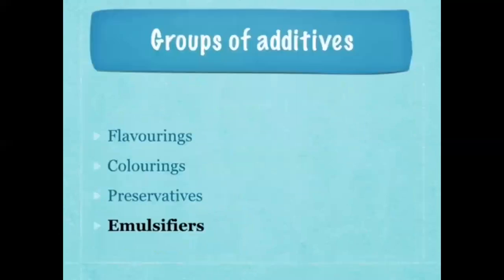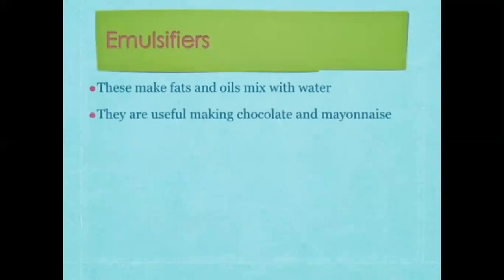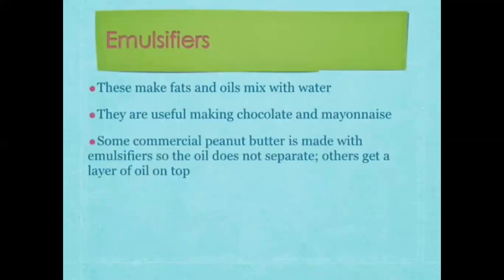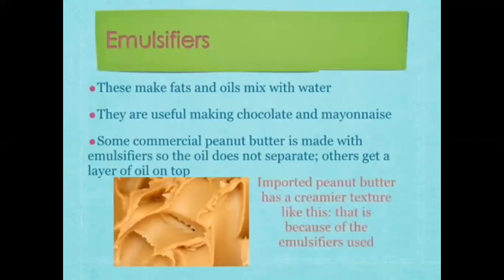And the last group are emulsifiers. These mix fats and oils with water. They are useful in making chocolate and mayonnaise. And some commercial peanut butter is made with emulsifiers so the oil does not separate. Others get a layer of oil on top of them. Imported peanut butter has a creamier texture like this. That's because of the emulsifiers used.